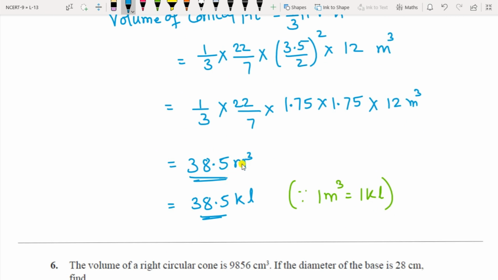Now you have to convert it into kiloliters. So the kiloliters answer will also be the same. So this is 38.5 kiloliters, why? Since here 1 meter cube equals 1 kiloliter. That is the reason. So if the meter cube unit is there and you want to convert it into kiloliter, there is no change in the answer, in the decimal point.